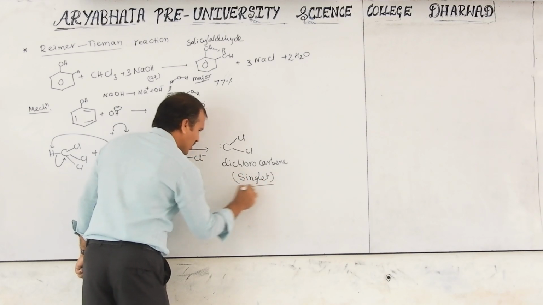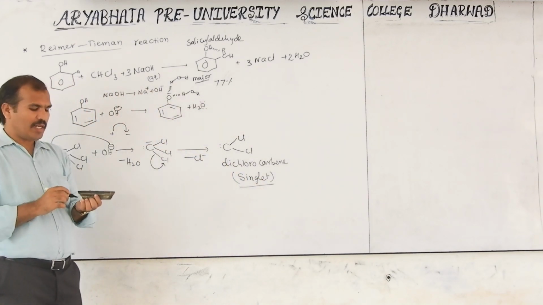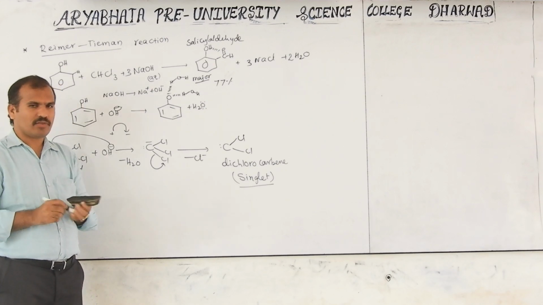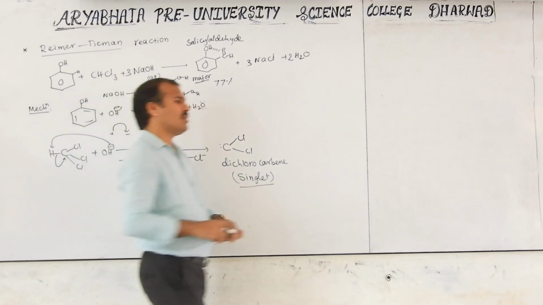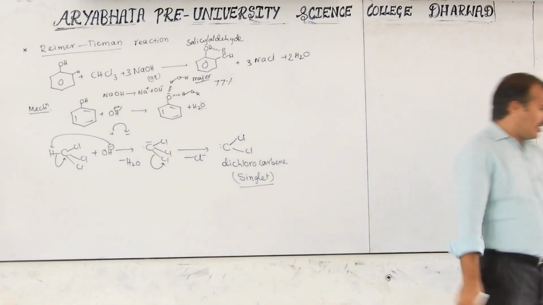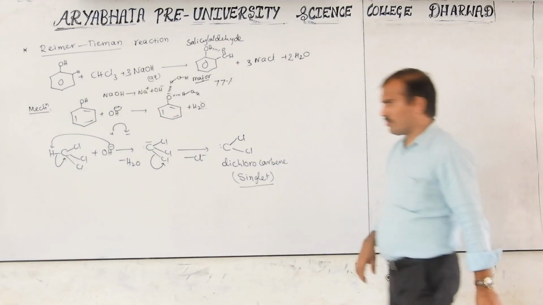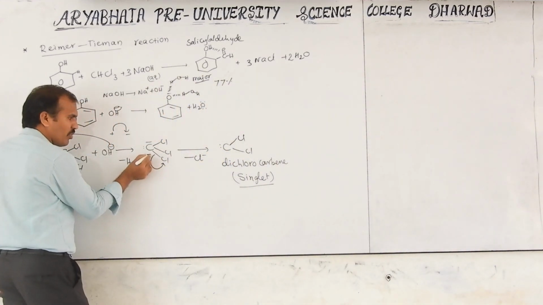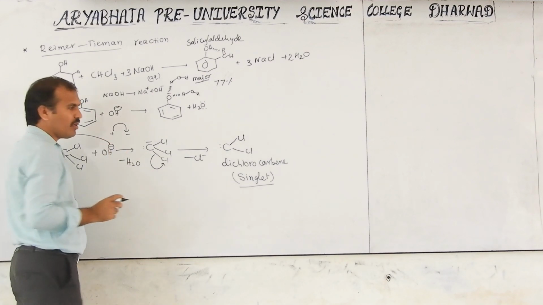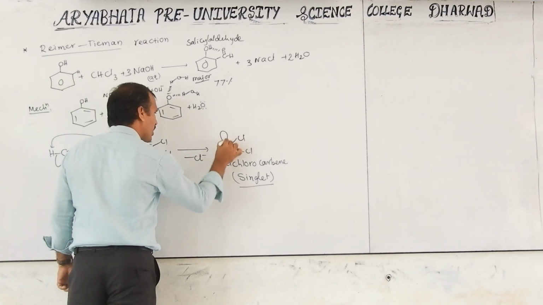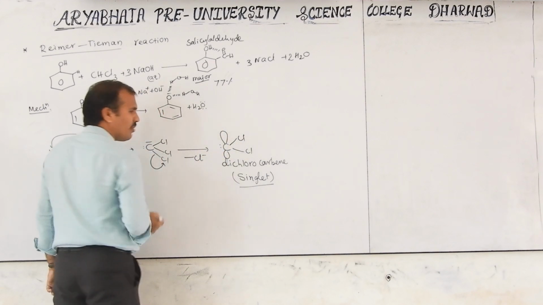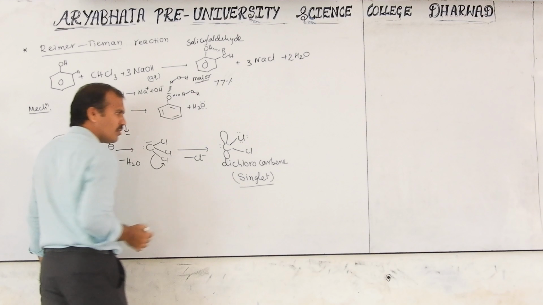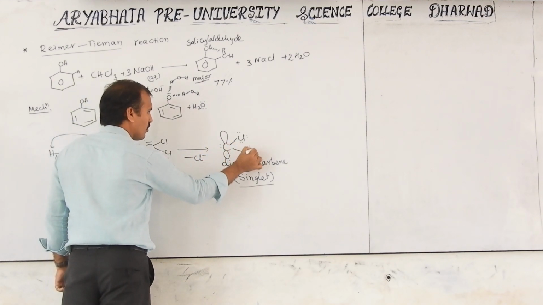You may study in first year intermediate carbocation, carbanion, carbene, nitrene, like this. So I am not discussing much about this. You just know that this is singlet carbene. And this is resonance stabilized, because you know that it has a vacant orbital. When it loses, here there is positive charge. Positive charge means it has a vacant orbital. So this is a vacant p orbital. Here lone pairs are there. In this chlorine also lone pairs are there.